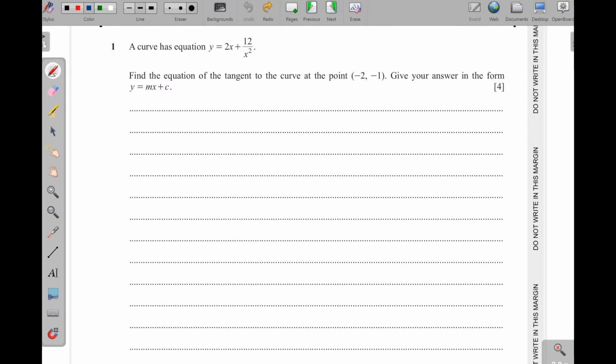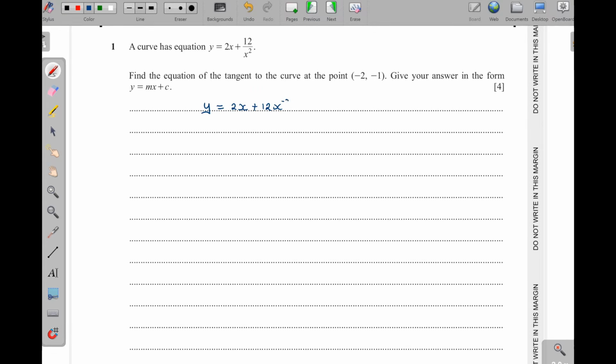In order to find the equation of a straight line, we need two things. Number one, at least one point through which the line passes, which is given, and also the gradient. But at the point of intersection, the curve and the line always have the same gradient. So we need to differentiate this equation of the curve to get the gradient function.